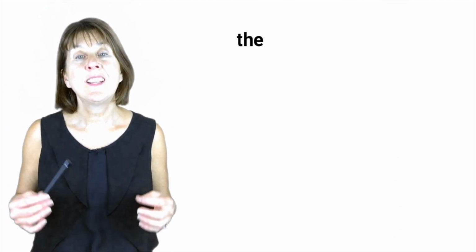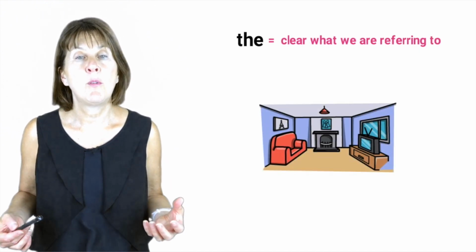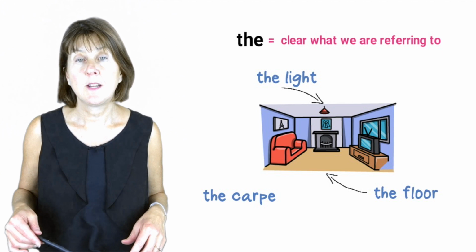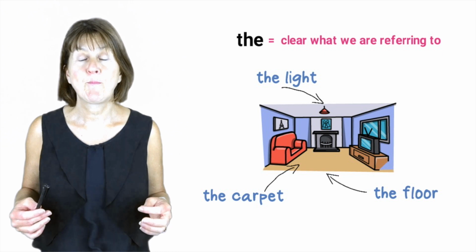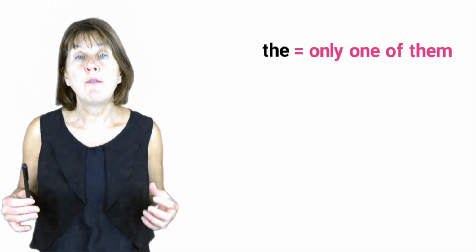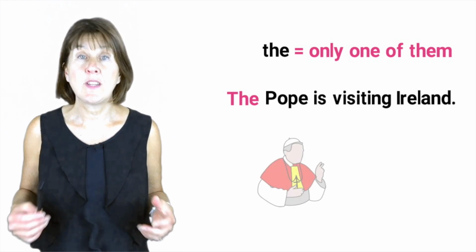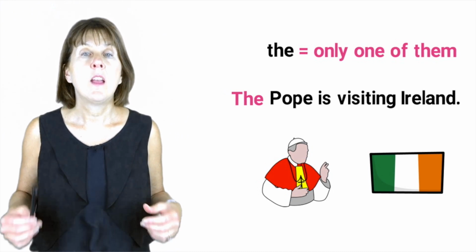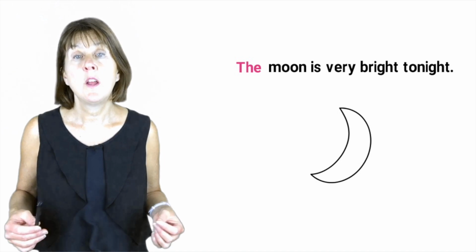We use the when it's clear in the situation which thing or person we mean. For example, in a room, we talk about the light, the floor, the carpet. Because it's obvious what you're talking about. It's specific. We also use the when there's only one of them, and so obvious what or who we're talking about. For example, the Pope is visiting Ireland. There is only one Pope, so we use the. Or the moon is very bright tonight. Again, there's only one moon, so we use the.